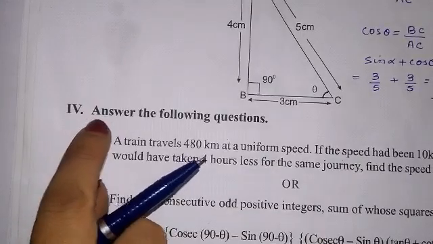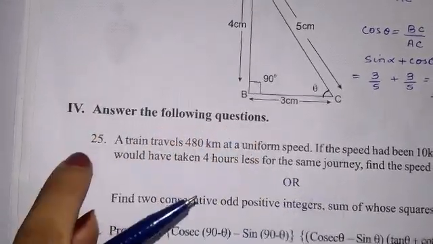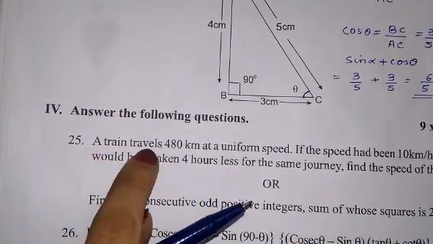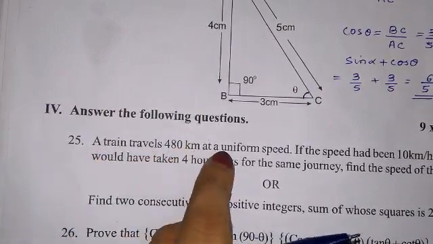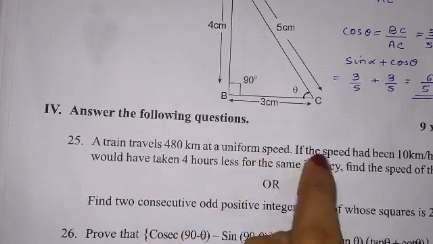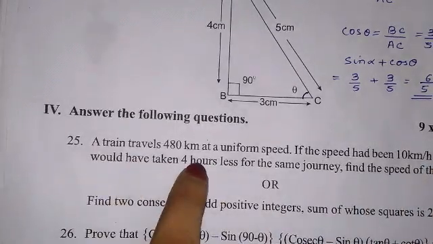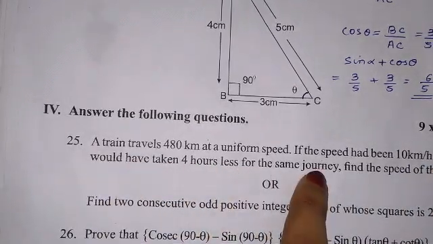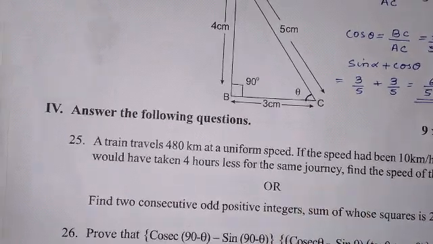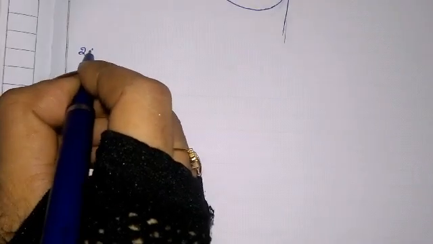Fourth section. Answer the following question. Question number 25. A train travels 480 km at a uniform speed. If the speed had been 10 km per hour more, it would have taken 4 hours less for the same journey. Find the speed of the train. Here we should write the sentence properly. So the total distance here is 480 km. They have told us to find the speed of the train.